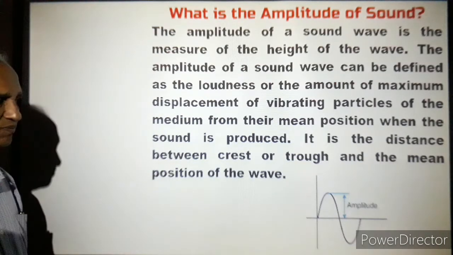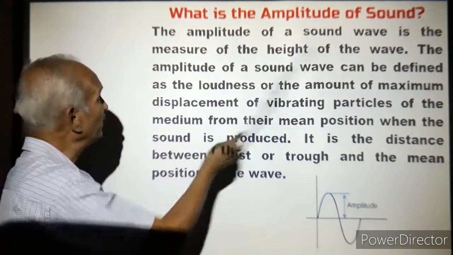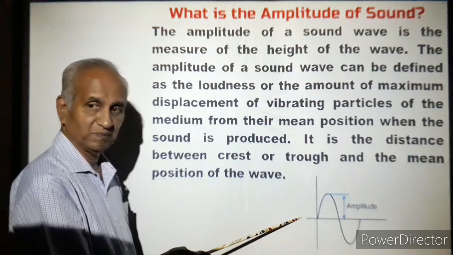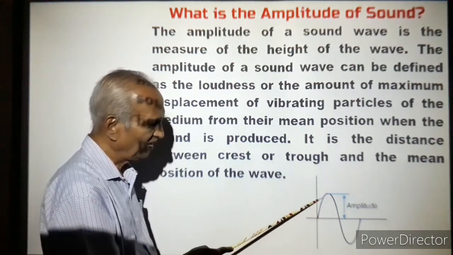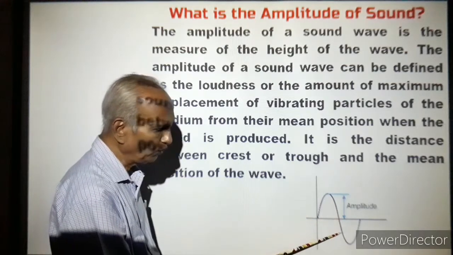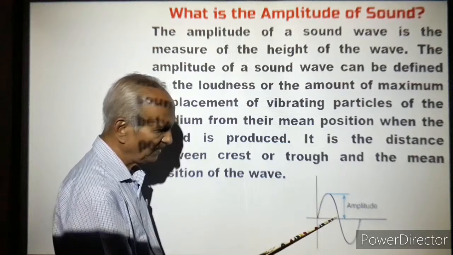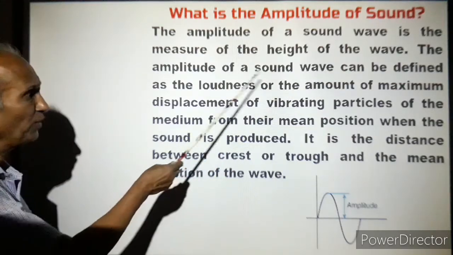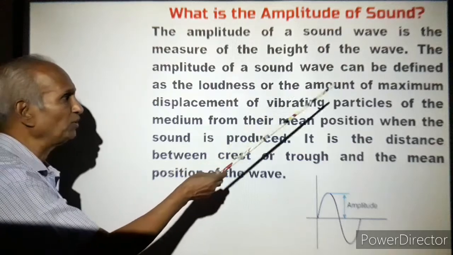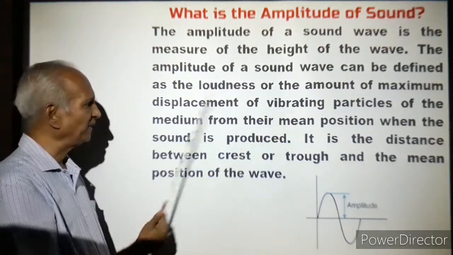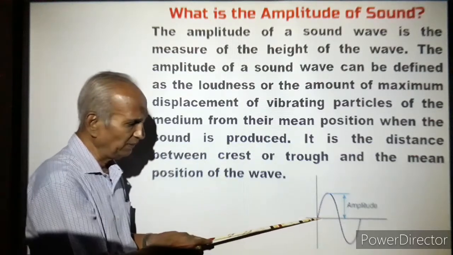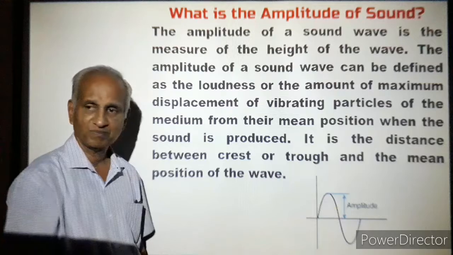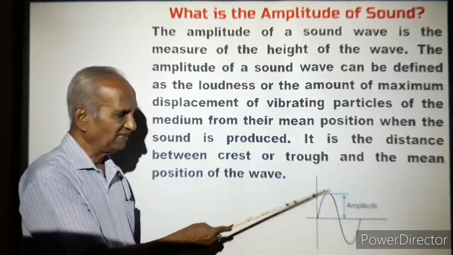What is amplitude of sound? The amplitude of a sound wave is the measure of the height of the wave. See, this is the normal line, normality. From here, how high the wave has gone or how low the wave has gone. See, this gives the amplitude. The amplitude of a sound wave can be defined as the loudness, the amount of maximum displacement of the vibrating particles of the medium from their mean position. This is the mean position, normal. From here, how much do sound particles get pushed away from the mean?